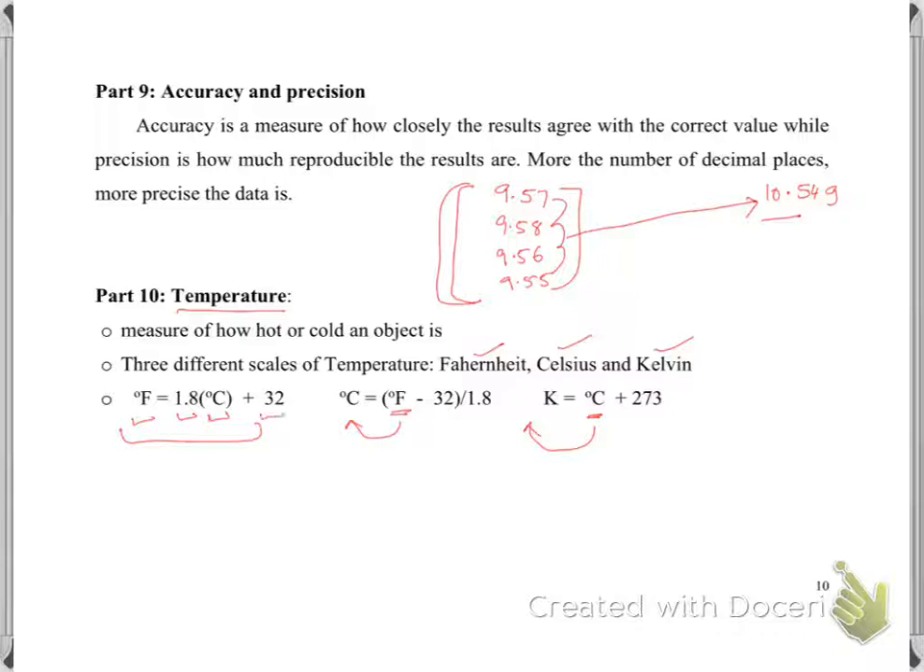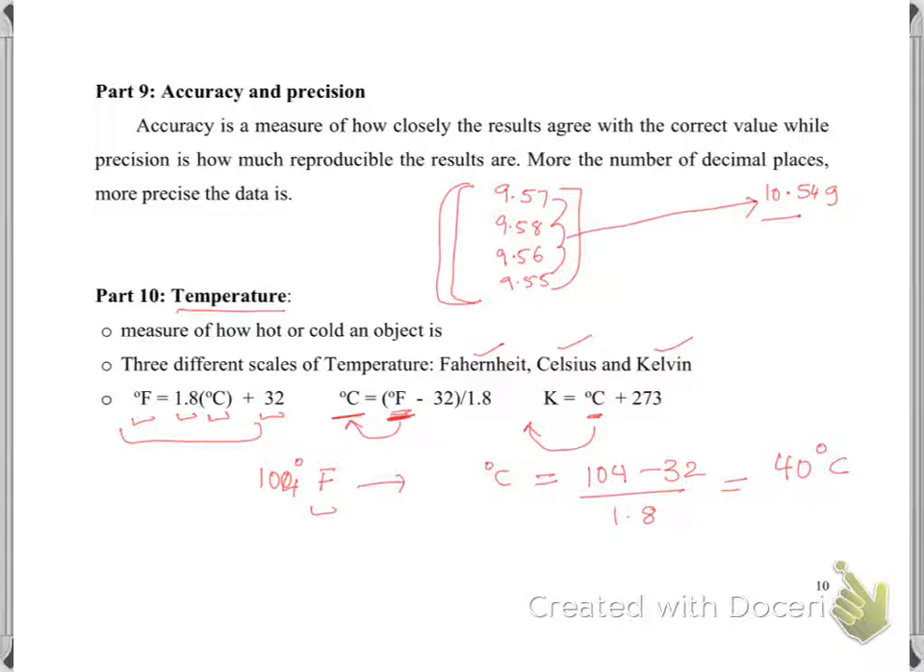These 1.8 and 32 are exact numbers. So when you're doing the calculations and reporting the answer, you should not look at the significant figures in 1.8 and 32. For example, let's say a person had a temperature of 104 degrees Fahrenheit. What is this temperature in degrees Celsius? I'm given Fahrenheit here and I have to find degrees Celsius. So degrees Celsius equals degrees Fahrenheit, which is 104 minus 32, over 1.8. When I solve it, I get 40 degrees Celsius.